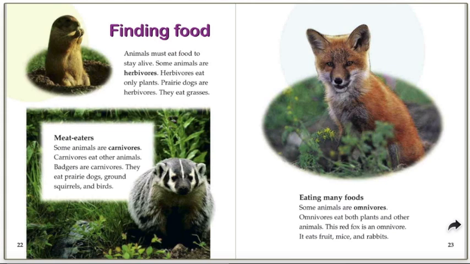Meat eaters. Some animals are carnivores. Carnivores eat other animals. Badgers are carnivores. They eat prairie dogs, ground squirrels, and birds.